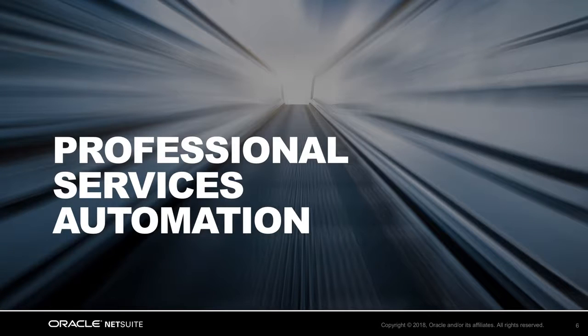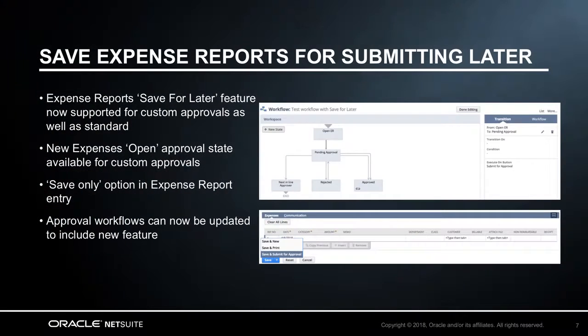Let's move on to professional services automation. Employees who submit expense reports often like to do this over time, making entries and saving the submission until later, for example, at the end of the month rather than completing the entire report at one time. NetSuite supports this complete later practice as standard, but until now, not for customers who prefer to create their own custom approvals. In this release, custom approvals are also supported for expense reports to be completed later by the addition of a new approval state and changes to the expense report screen to improve the experience for the user.